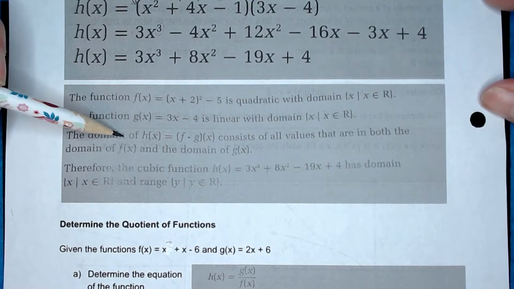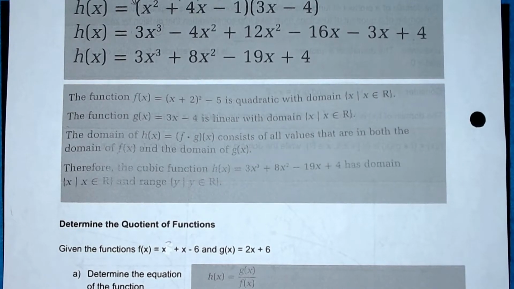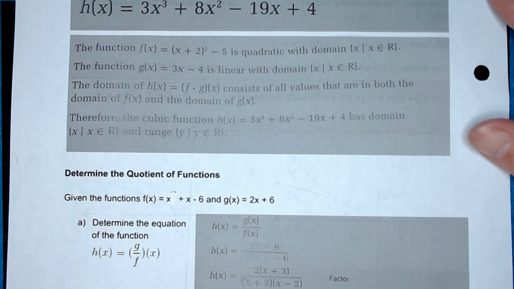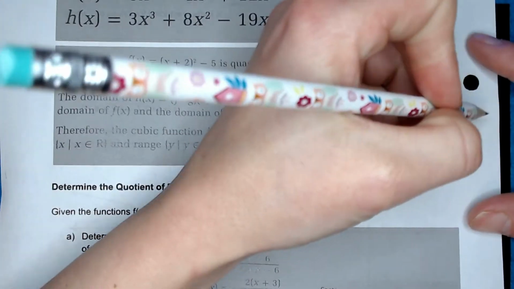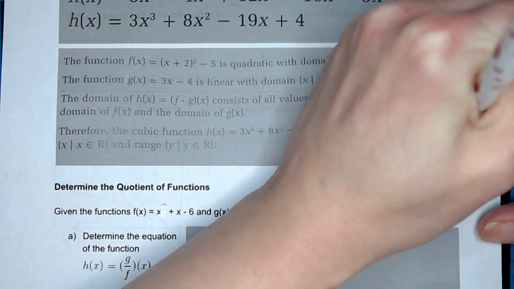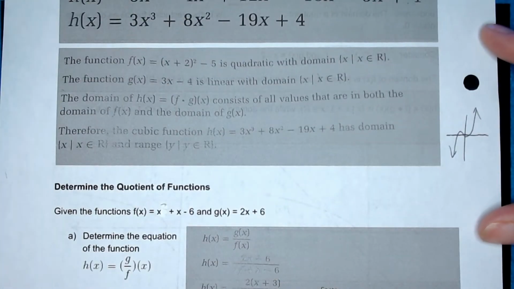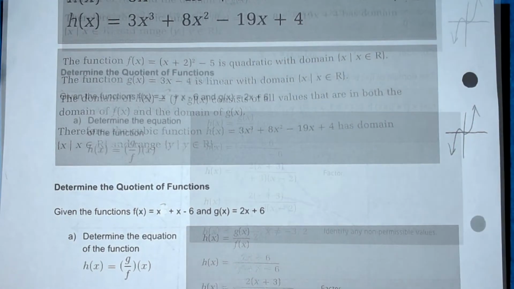Therefore, the domain of h of x will just have x is an element of the reals, or negative infinity to positive infinity as well. The range, of course, is also y is an element of the reals, because if you remember, for that cubed shape, we have something that looks like this for the shape of our graph. So it just continues off in both directions.